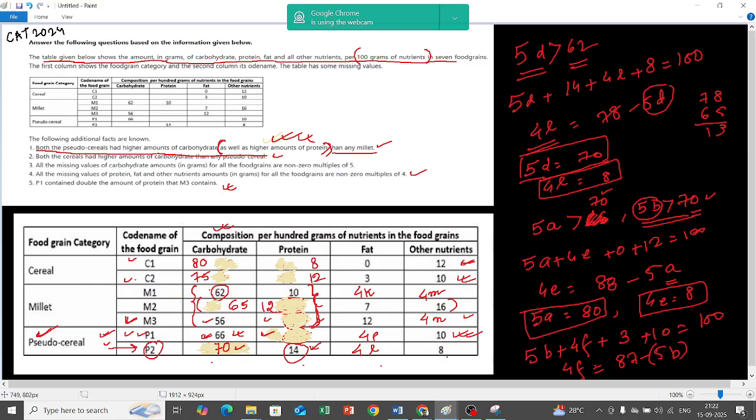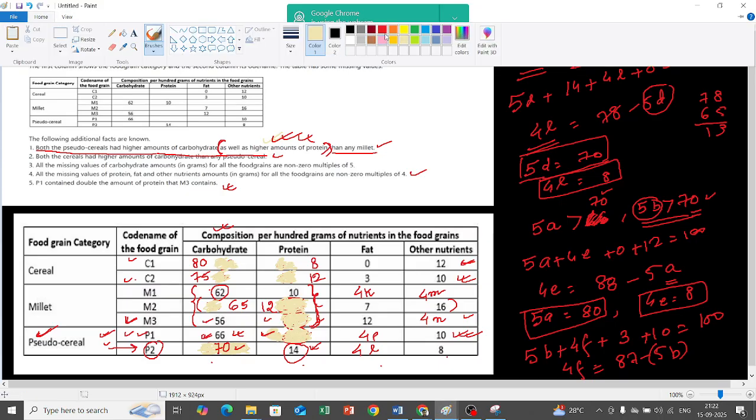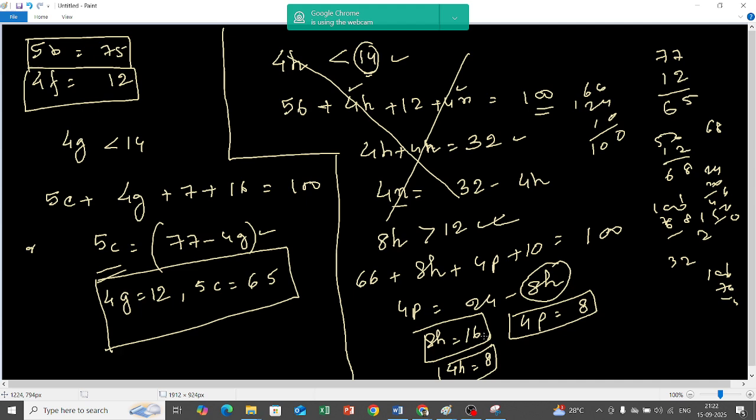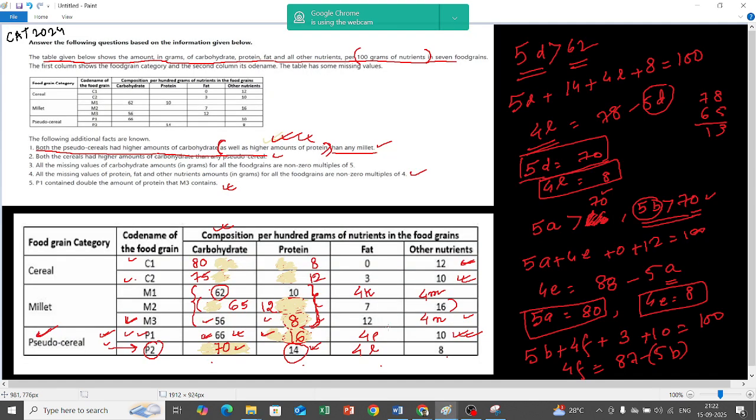So this is 16, this is 16, this is 8. Okay, now we need to find out 4p and 4l. Alright, 4p also obtained, that is 8. 4p also obtained. We need to find out 4l.